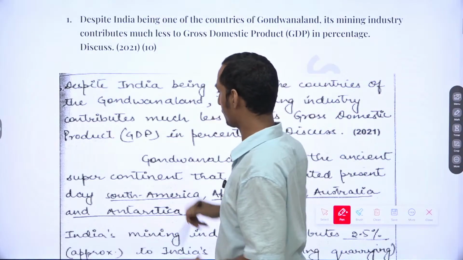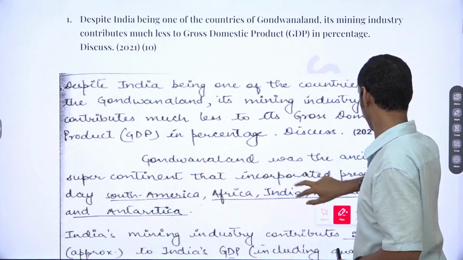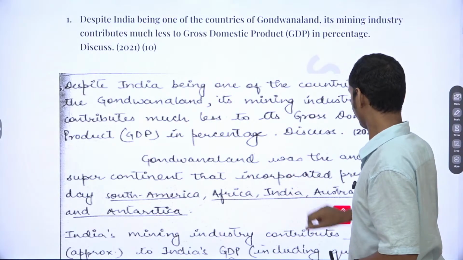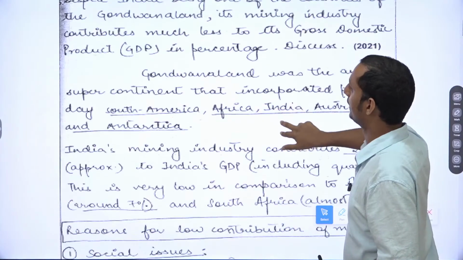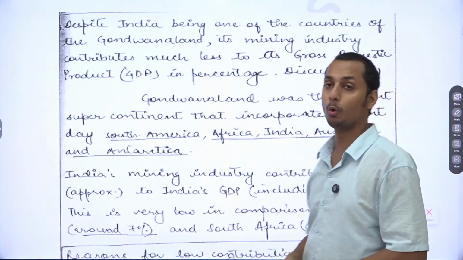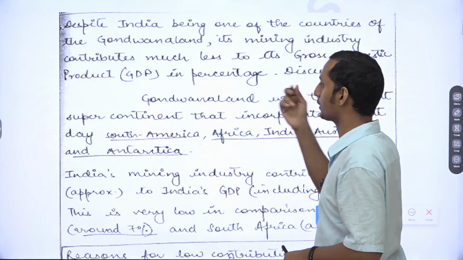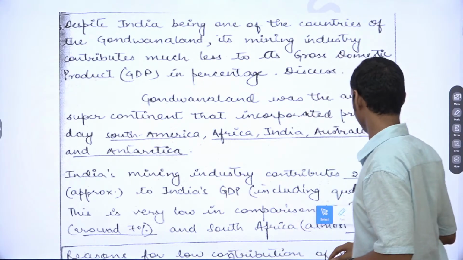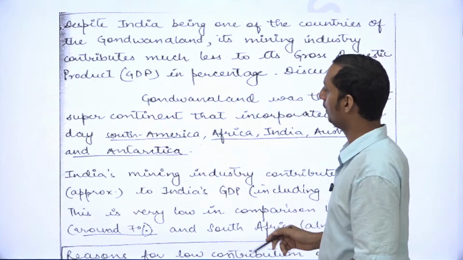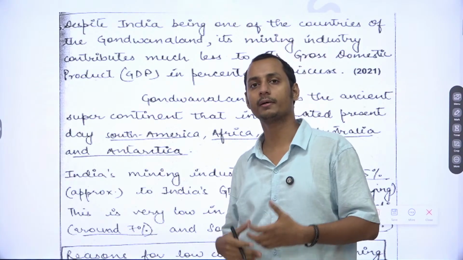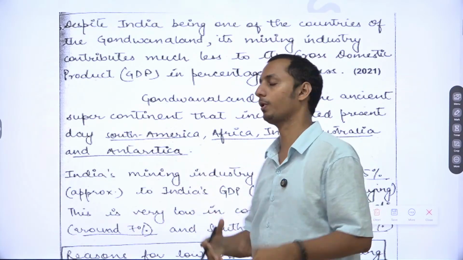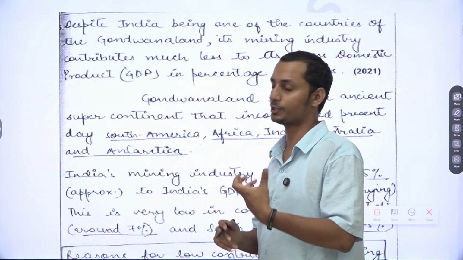So here, first question. Despite being one of the countries of the Gondwana land, India's mining industry contributes much less to the gross domestic product in percentage. Discuss. So what do you need to provide? You first need to mention that India was part of the Gondwana supercontinent. So here the topper has mentioned the same.